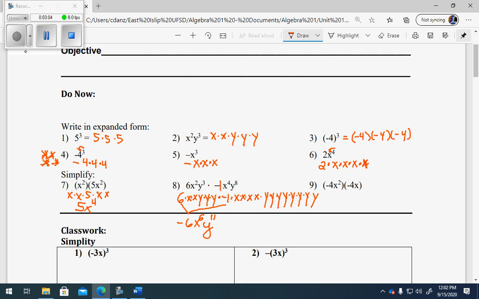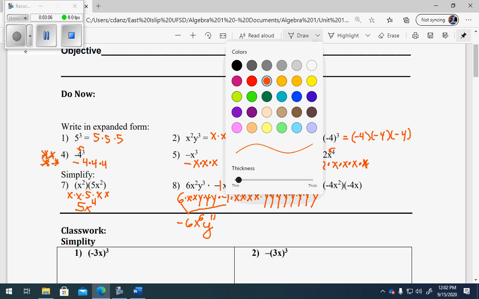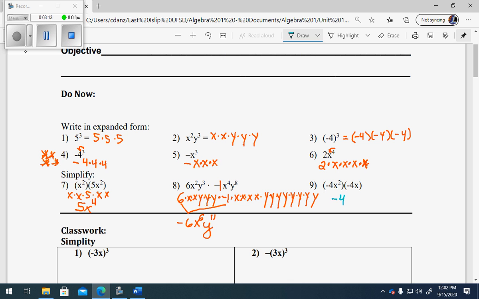And then number 9, it says -4 times x times -4 times x. So -4 times -4 is a positive 16, x to the 3rd power.